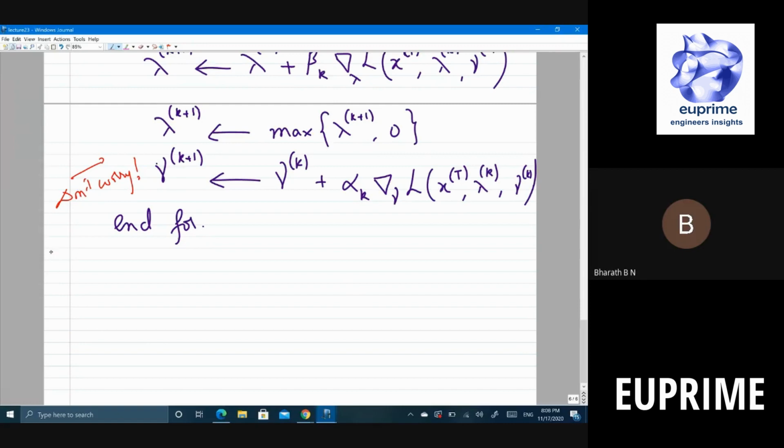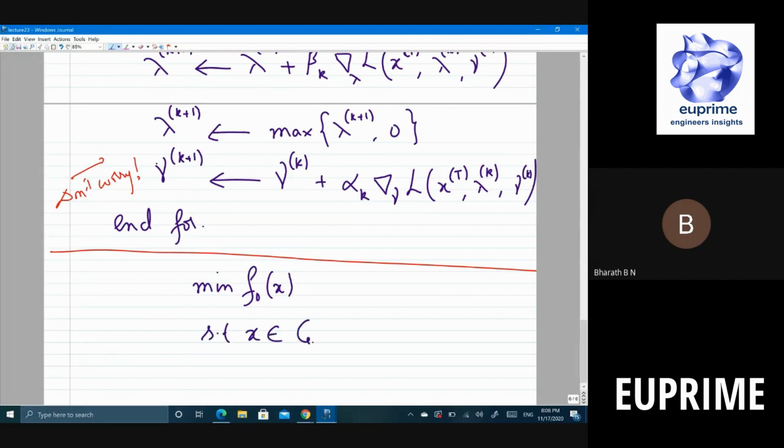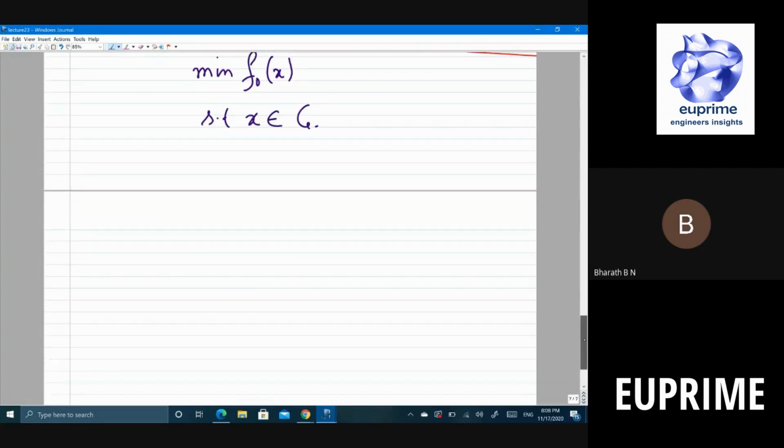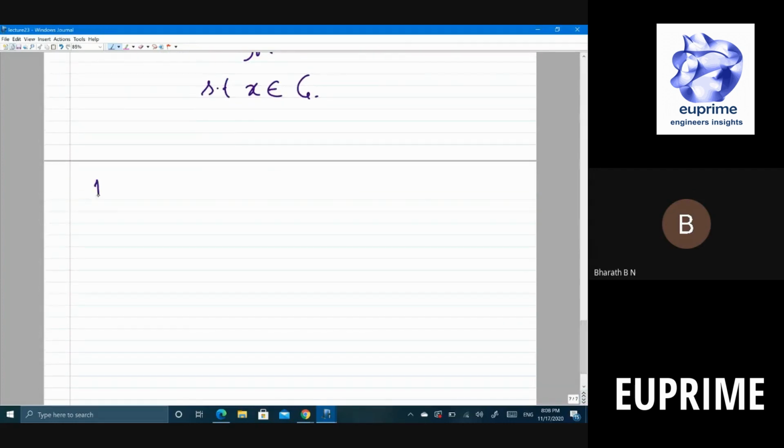Okay, let's look at another formulation of this. It's an interesting way of looking at this. Same problem, minimize f naught of x subject to the constraint that x belongs to some set C. C is described through those inequalities and equalities. So now how do you solve this problem? I can do exactly the same thing. I'll write that. First step, initialization. I'll take x1 as 0. This is the initialization step.